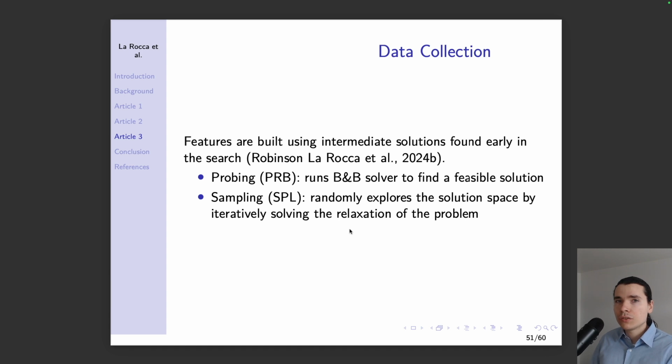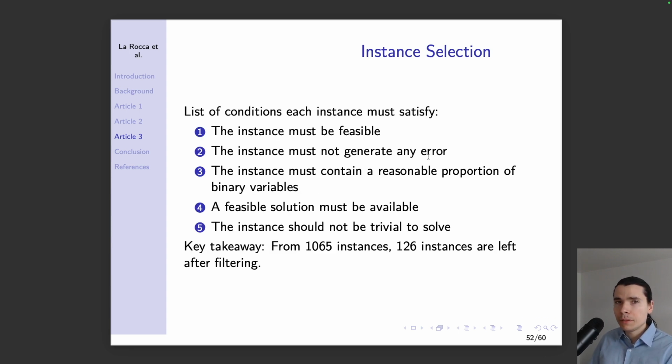For data collection, we use the same idea as paper 1 and 2, where during probing, we collect solutions from the branch and bound, and in sampling we randomly explore the solution space to create a lot of solutions very quickly. We work with MIPLIB. However, this dataset is difficult to work with because it is very heterogeneous. Therefore, we apply a few conditions to filter out the instances that are irrelevant. In the end, from more than 1,000 instances, our test set ended up with 126 instances.